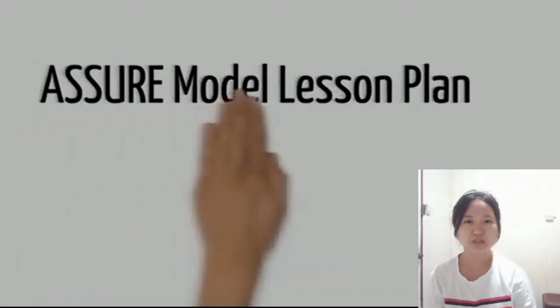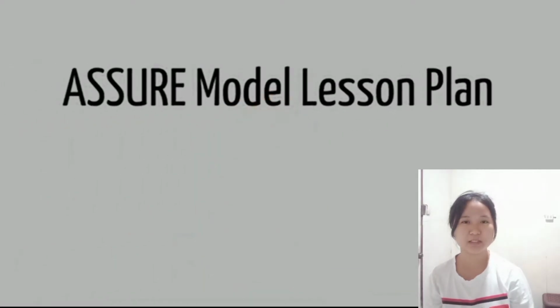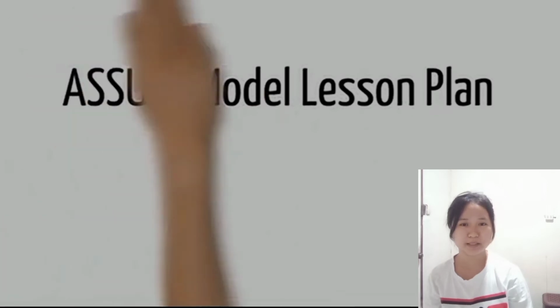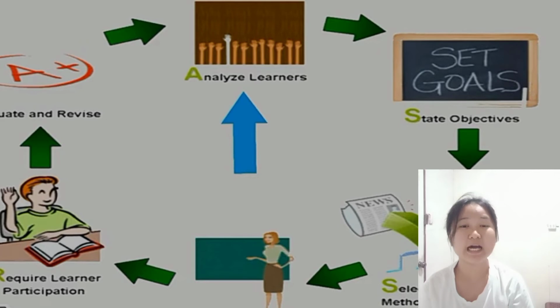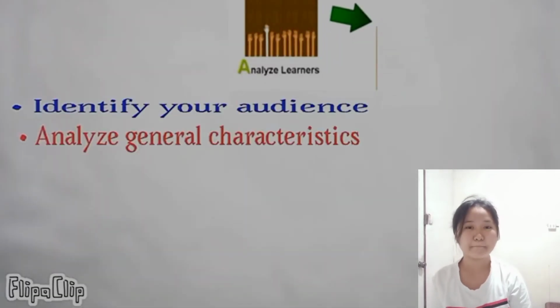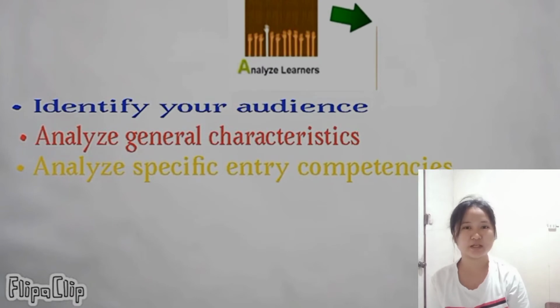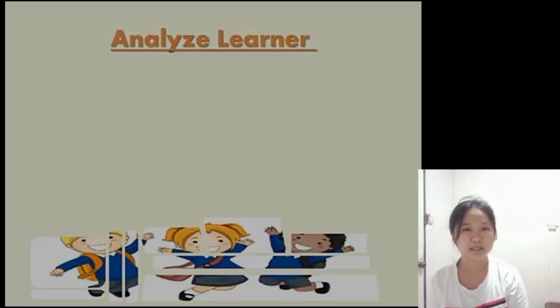I will discuss with you the six components of the ASSURE Model Lesson Plan. The first part of the ASSURE Model Lesson Plan is analyzing learners. Under analyzing learners are general characteristics. Participants in this class are standard 8 pupils. The class is limited to 20 pupils to ensure personal attention, adequate understanding, and follow-up.